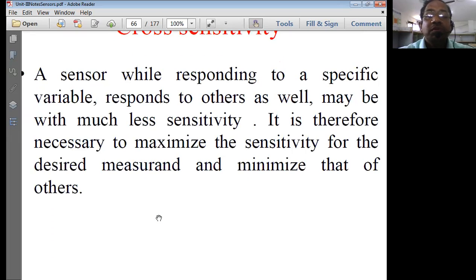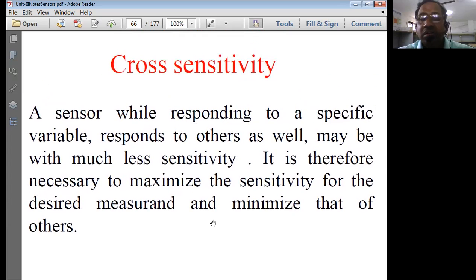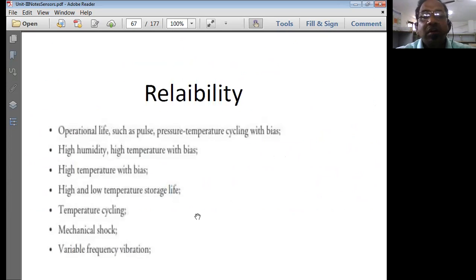Cross sensitivity means the sensor has to have more sensitivity for the desired measured value, and less sensitivity with respect to the other stimulus signals. That means the sensor should be sensitive only to the desired input stimulus signals. It should be less sensitive to the undesired input noise signals. That is the meaning of cross sensitivity.